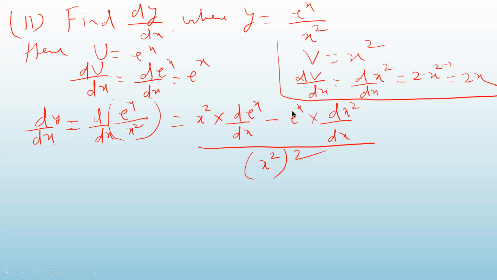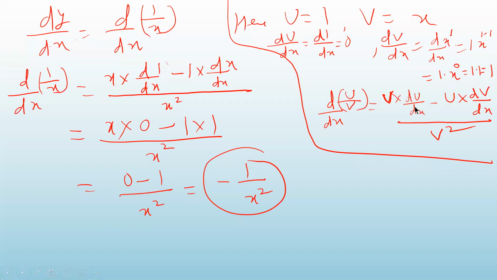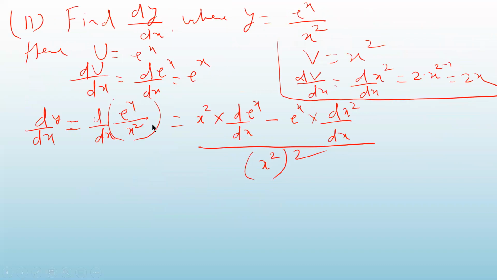See here, I have applied the rule, derivative of u upon v. This rule here: v into derivative of u minus u into derivative of v divided by v square. In this rule, I have just put the values of u and v. So v is x square. So x square into derivative of u, meaning derivative of e raised to x, minus u, that is e raised to x, into derivative of v, that means derivative of x square. The whole thing divided by v square. V itself is x square. We want v square. So x square square.